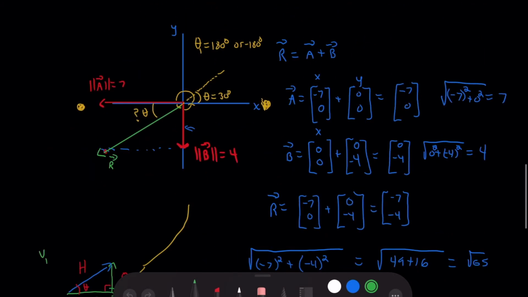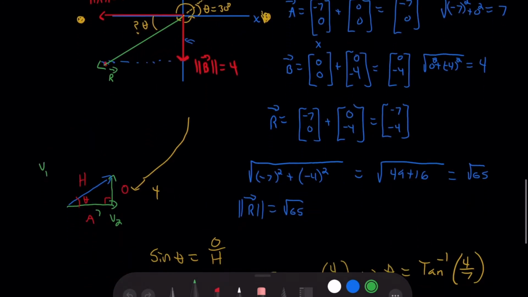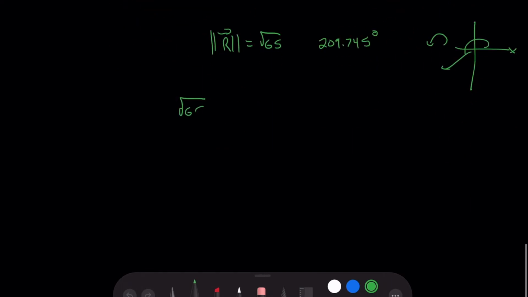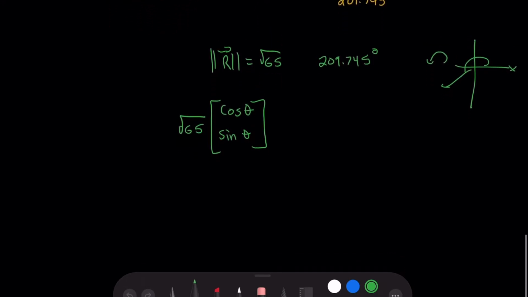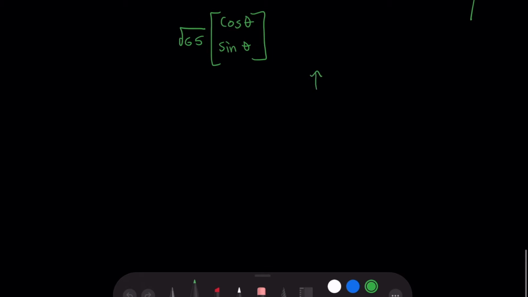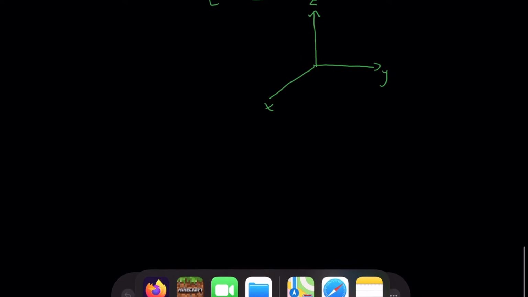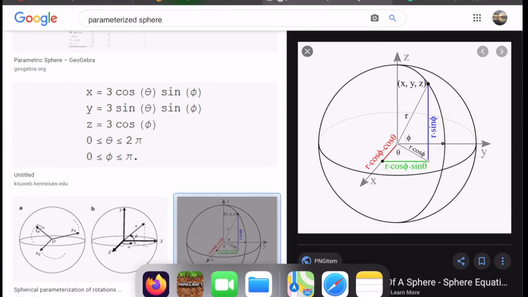So where I was coming from when you saw this cosine theta, sine theta, stems from when you parameterize the surface of a sphere. So we know that when we have a sphere, or let's see, I'm not the best drawer here. So we have x here, y here, and z here. And let's look up a quick convention that we want to use. Here we go. So this is the one I want to go with.